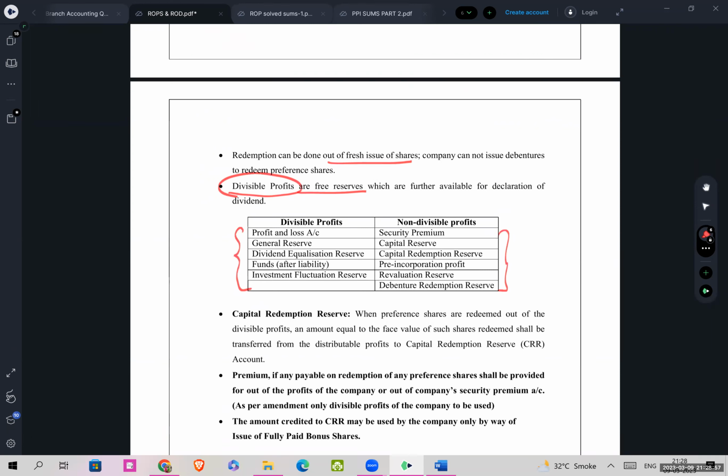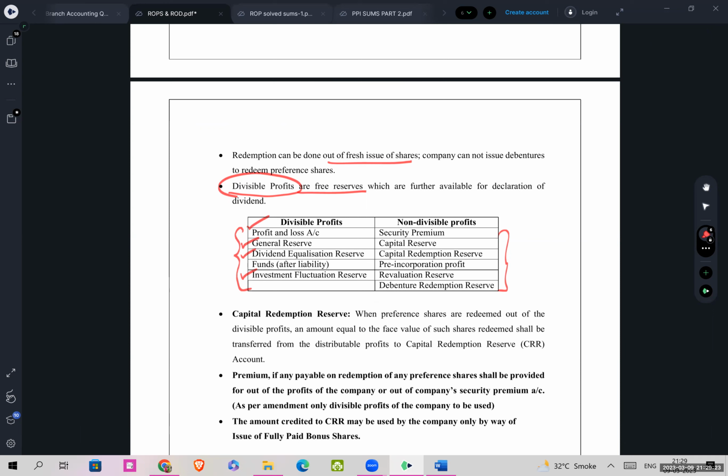So divisible profits, the free reserves from where you can declare your dividend: first priority is P&L account, then general reserve, then DER, which is dividend equalization reserve, and investment fluctuation reserve. So this is the order of free reserves available with you. The first preference is P&L, then comes general reserve.